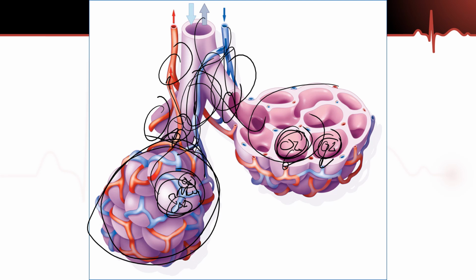the left atrium. Okay? And then from the left atrium, the blood will go into the left ventricle, and then it'll be pumped back out into the aorta or systemic circuit.